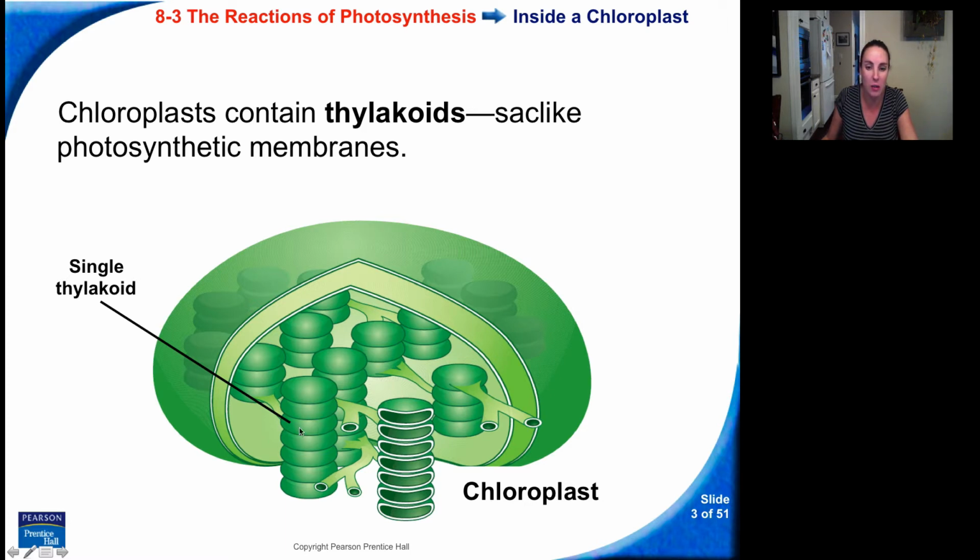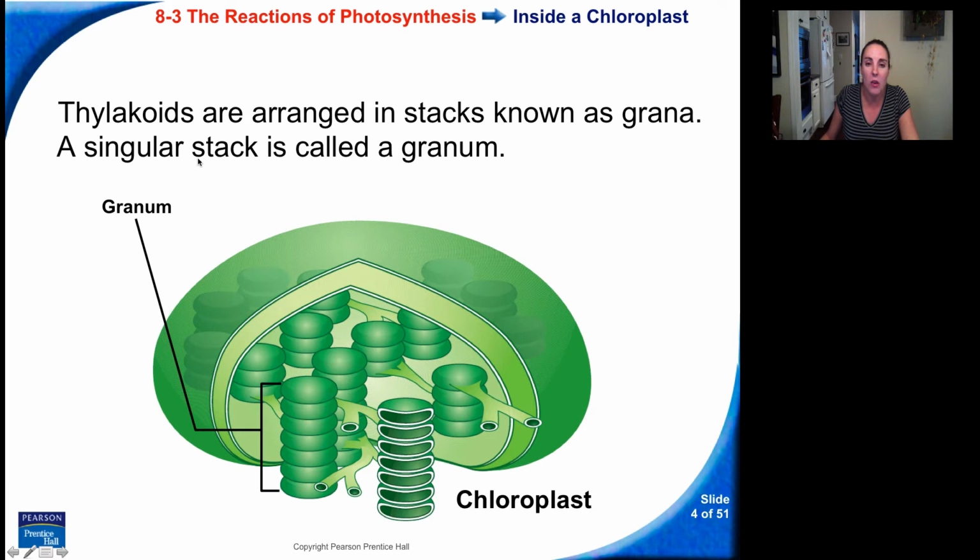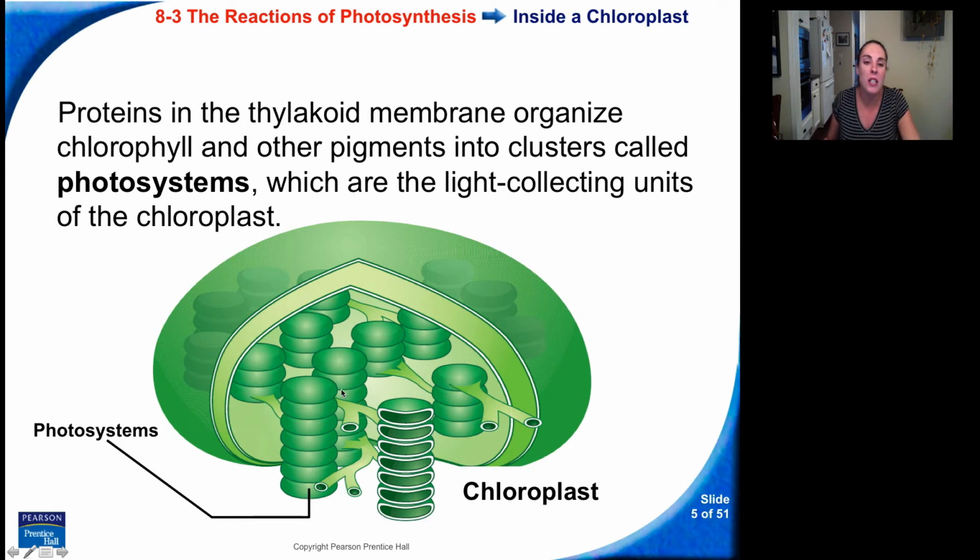So here's a single thylakoid. And thylakoids are arranged in stacks known as grana. A singular stack is called a granum. So here's a granum. There's lots of them. They look like green Mentos stacked together. So proteins in the thylakoid membrane organize chlorophyll and other pigments into clusters called photosystems, which are the light collecting units of the chloroplasts. So inside these thylakoids or granum, we see the pigments like chlorophyll, that's going to capture all of the energy from sunlight, and they're clustered into photosystems.